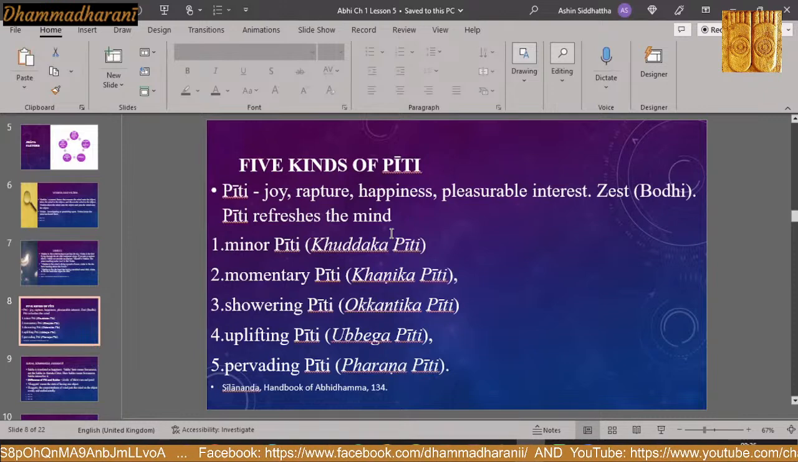Like water going inside a cave, or a cotton ball absorbing water or oil completely, similarly the rapture spreads towards the entire body. Usually this refers to the jhana levels in the suttas. Those are the 5 levels of piti: minor joy, momentary joy, showering joy, uplifting joy, and pervading joy. Those are the 5 kinds of piti.